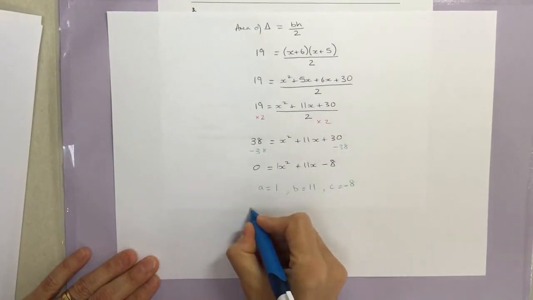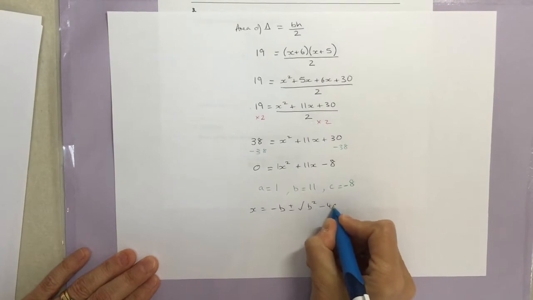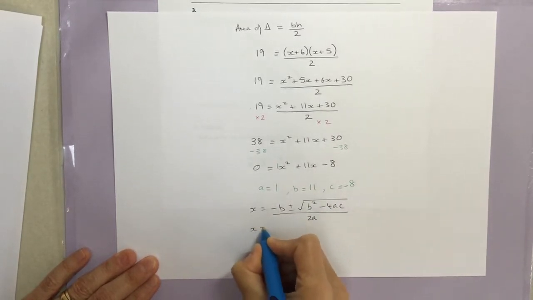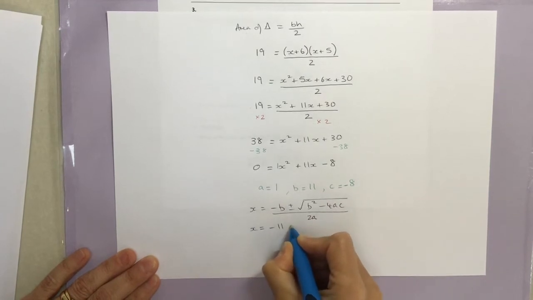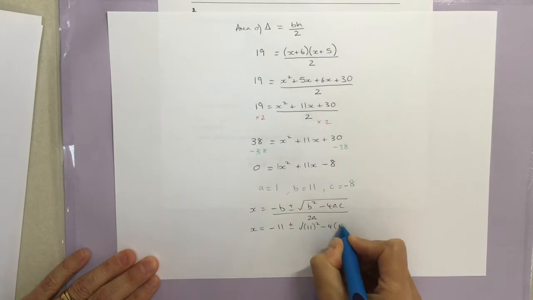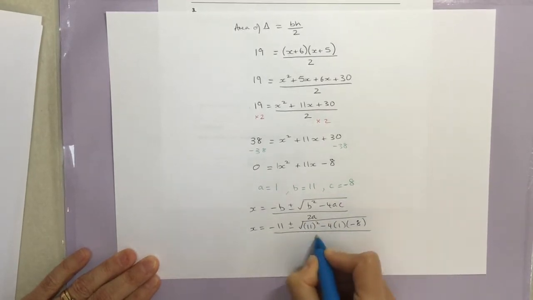So in the quadratic formula, x is equal to minus b plus or minus the square root of b squared minus 4ac all over 2a. Substituting my values in, minus b, so minus 11 plus or minus the square root of 11 squared minus 4 times 1 times minus 8 all over 2a.